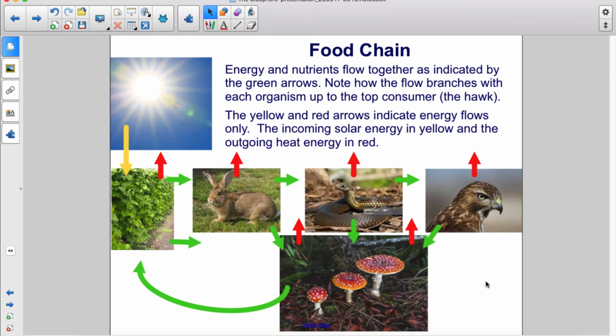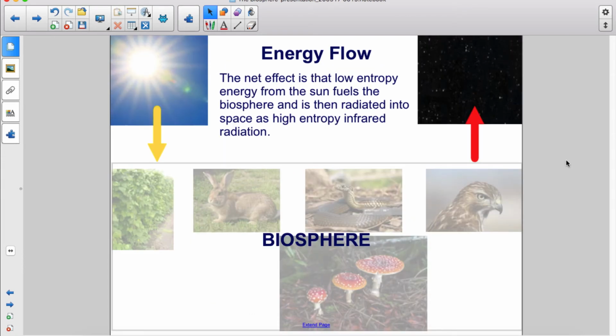Energy and nutrients flow together as indicated by the green arrows. Note how the flow branches with each organism up to the top consumer, the hawk. The yellow and red arrows indicate energy flows only, the incoming solar energy in yellow and the outgoing heat energy in red. The net effect is that low entropy energy from the sun fuels the biosphere and is then radiated into space as high entropy infrared radiation.